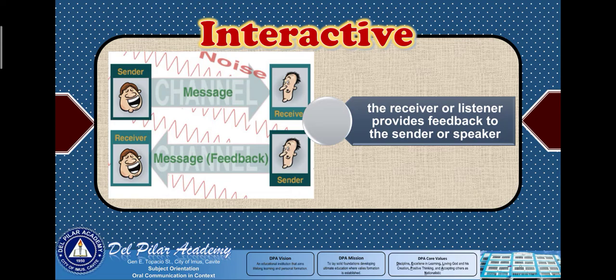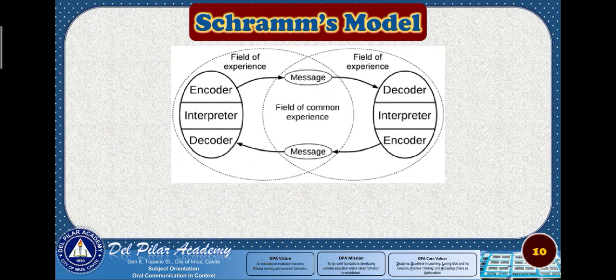Now let us go to the model under interactive. We have Schramm's model. Schramm's model came out with a more interactive model that saw the receiver or listener providing feedback to the sender or the speaker. The speaker or sender of the message also listens to the feedback given by the receiver or the listener. So both the speaker and the listener take turns to speak and to listen to each other. Feedback is given either verbally or non-verbally or in both ways.